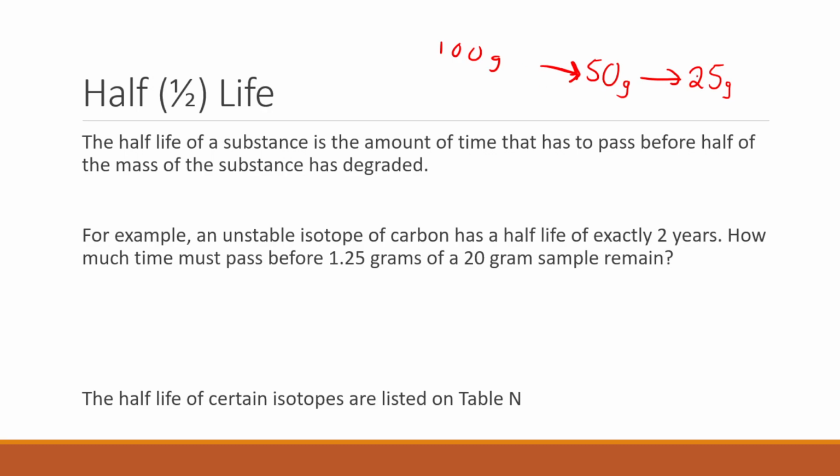Now, why is it a different amount every time, right? If this is 10 years, why does it take 10 years to lose 50 grams and then 10 years to lose another 25 grams? That's because what we're tracking here is the probability. And the probability doesn't change, right? There's always a 1 in whatever chance that an atom decays. And the more atoms there are, the more are going to decay. The fewer atoms there are, the fewer atoms are going to decay.